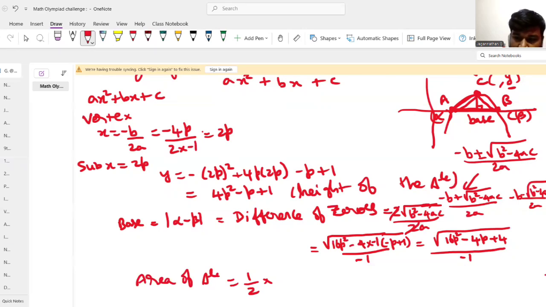I can take 4 common from this root. It will come out as 2. Inside the root, you will find 4p square minus p plus 1. So this 2 gets cancelled off. Half into base into height. So what did we get for the height? We said the vertex is at x equal to 2p, isn't it?